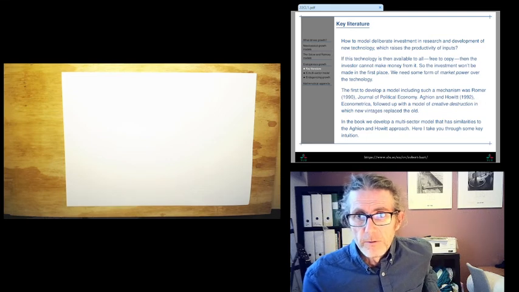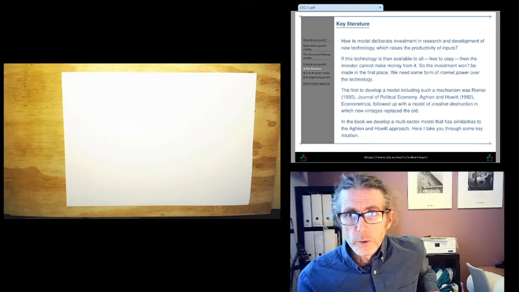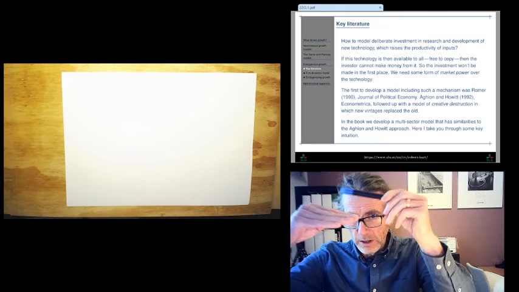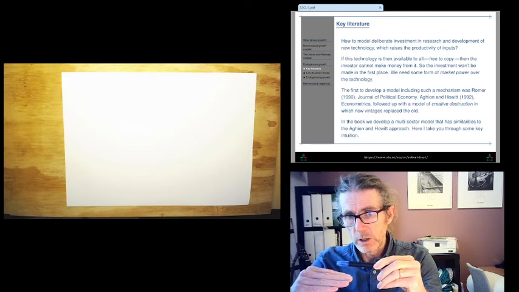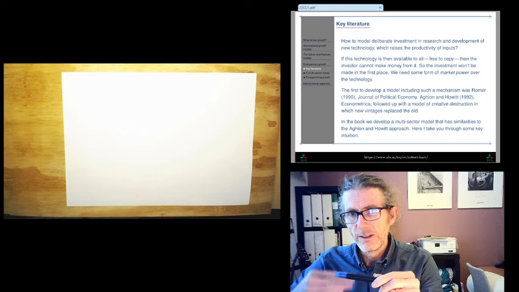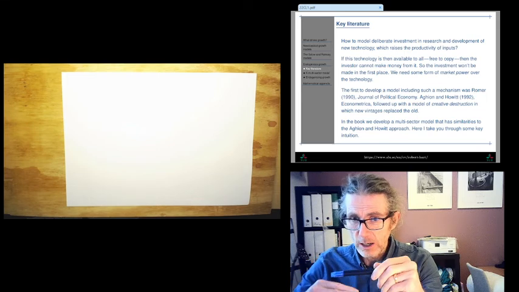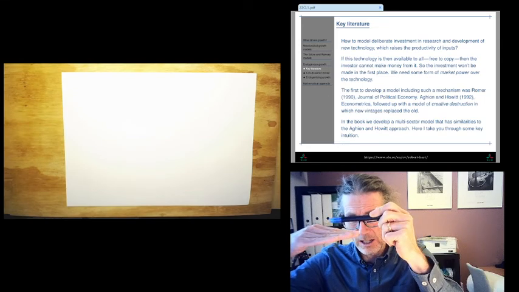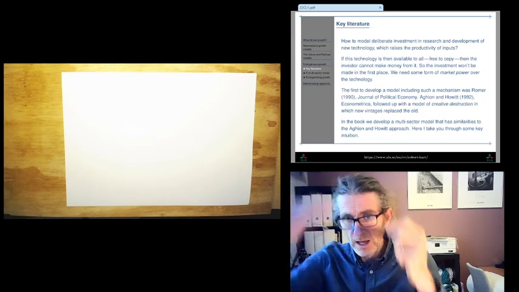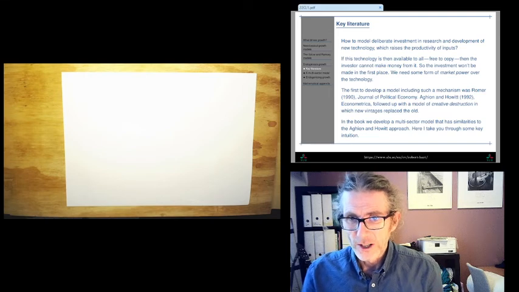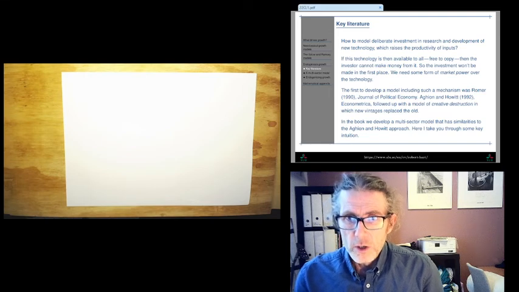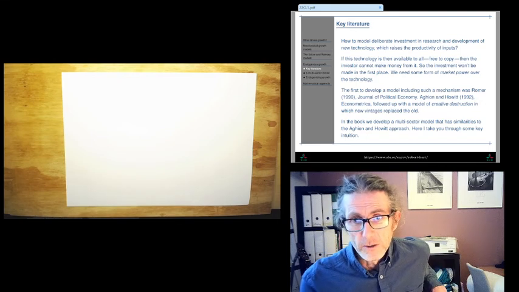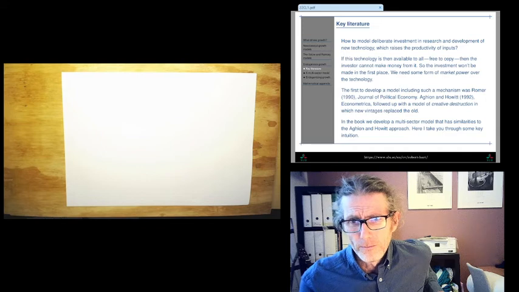Aghion and Howitt followed up with a model of creative destruction in which a new technology builds on the previous one and also knocks it out, outcompetes it. Then a bit later another one comes along and outcompetes that, and then another comes and outcompetes, and so on. A model of creative destruction. New vintages replace the old. And this is a more powerful and realistic model of growth.